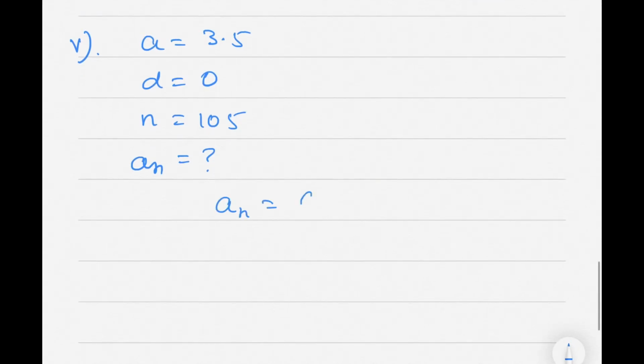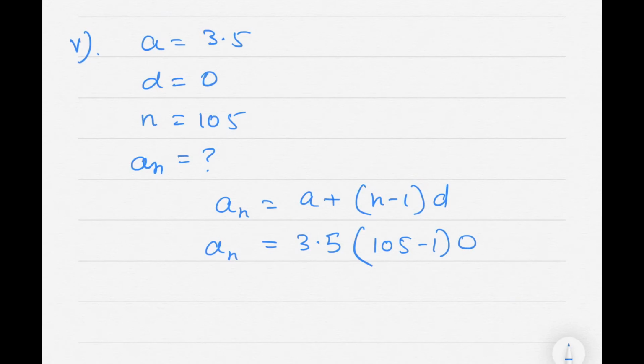So an is equal to a plus n minus 1 into d. An I have to find out. I'll substitute all the values. So 3.5 plus 105 minus 1 into 0. Okay, an is equal to, this whole thing will become 0 because this is multiplied by 0. So this will be 3.5, right? So everywhere, all the values, each term will be 3.5 because the common difference is 0. So this finishes my first question.